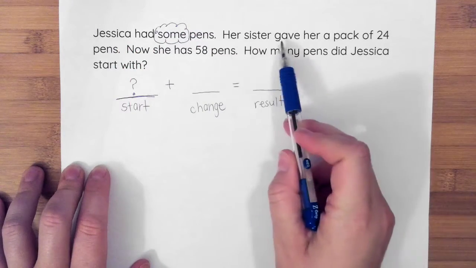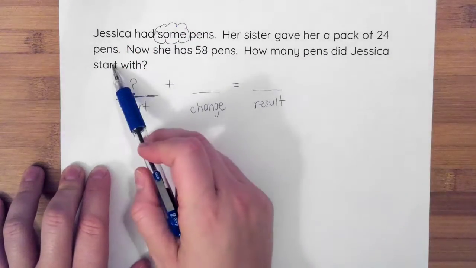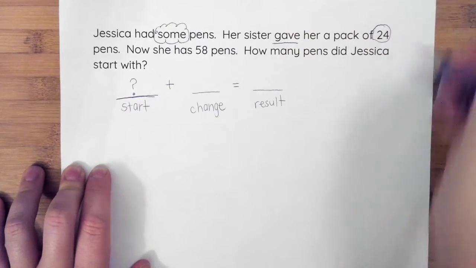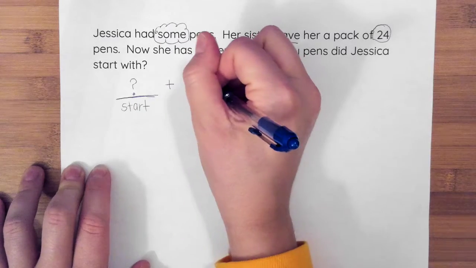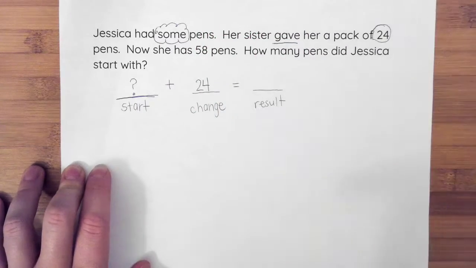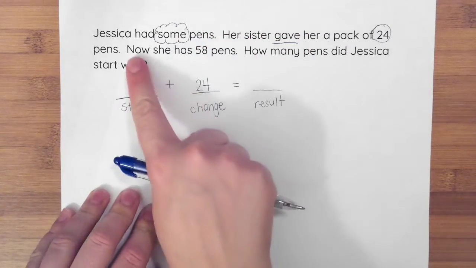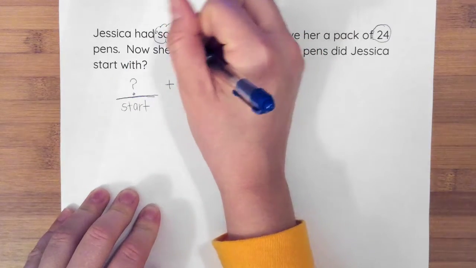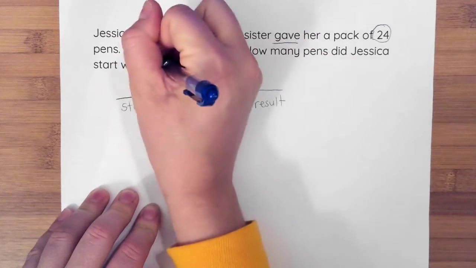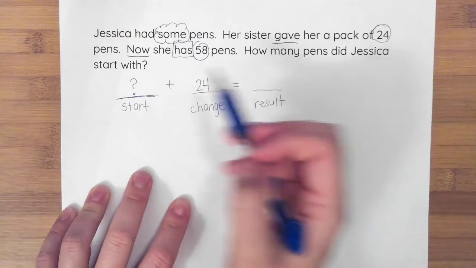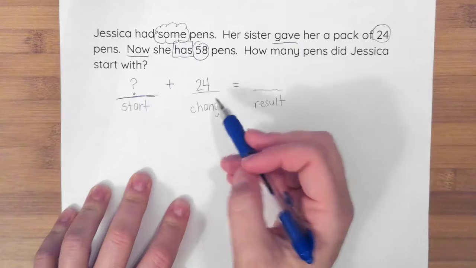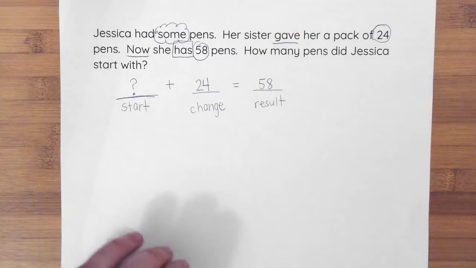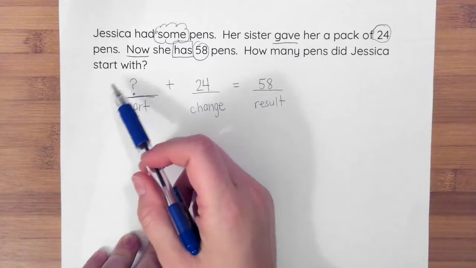Well, then it says her sister gave her a pack of 24 pins. So that means she added 24 to whatever her start number was. Now she has 58 pins. Well, now I know she has 58 pins. So now, after she had some, her sister gave her some and added to that, she now has a total of 58 pins. So then I want to know, how many pins did Jessica start with?